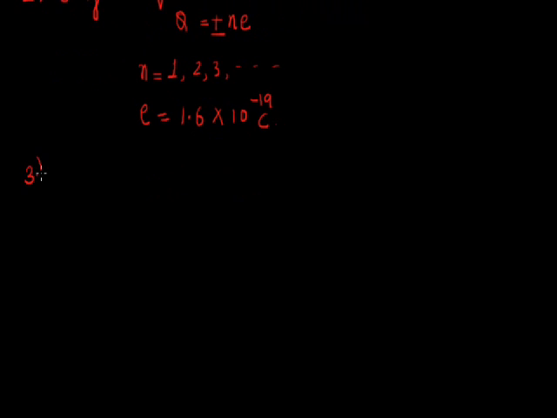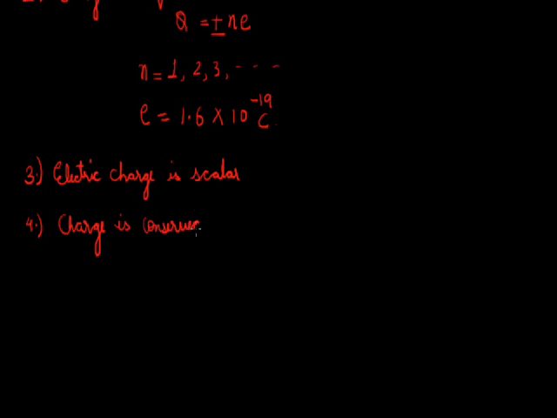Next, electric charge is a scalar quantity, which means it only depends on the magnitude but it does not depend upon the direction. Next, the charge on a system always remains conserved. Likewise, we say that mass and energy are always conserved. Similarly, charge is also conserved in any system. So these are a few properties of charges.